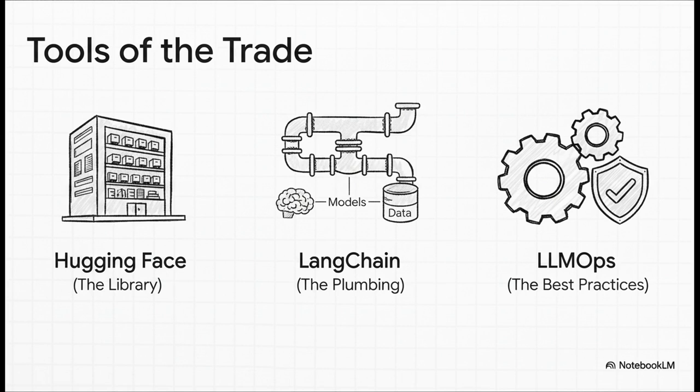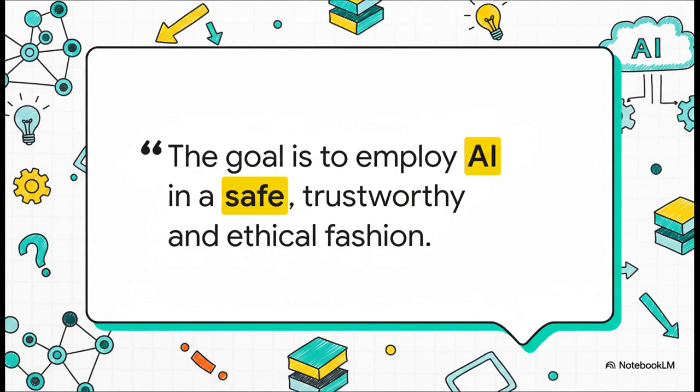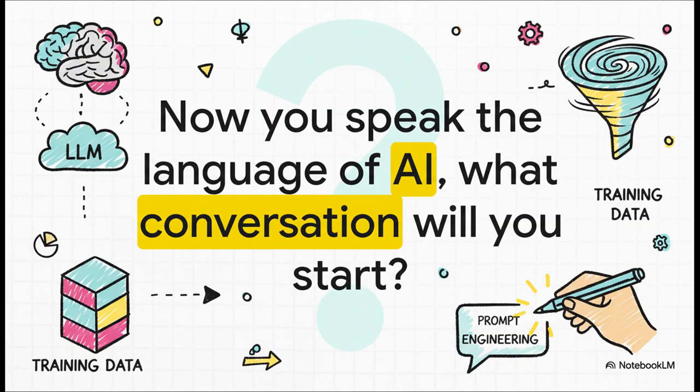And you have LLMOps, which is the rulebook of best practices for making sure these things run reliably out in the real world. And maybe the most important tool in the entire toolkit is this idea of responsible AI. As this technology gets more powerful, making sure we're building and using it in a way that's safe, trustworthy, and ethical, well, that isn't an afterthought. It's absolutely essential.